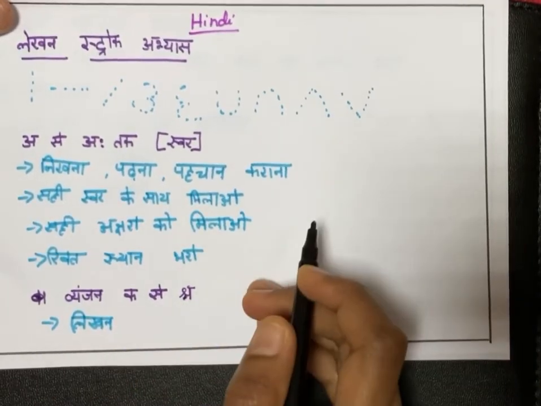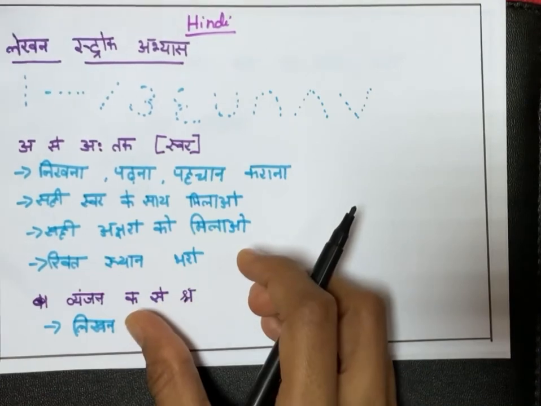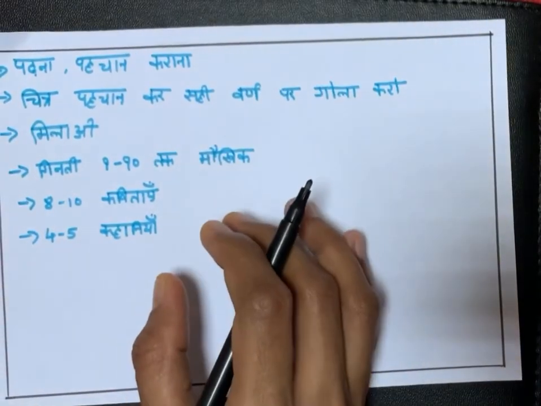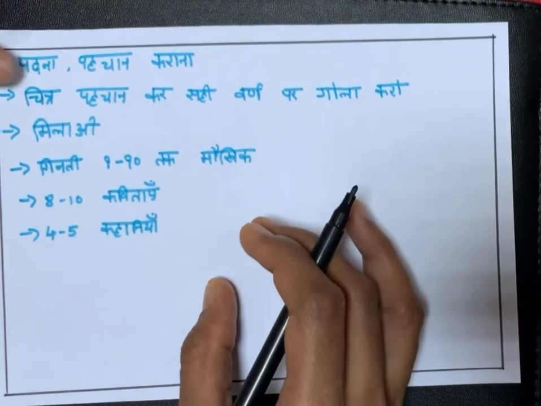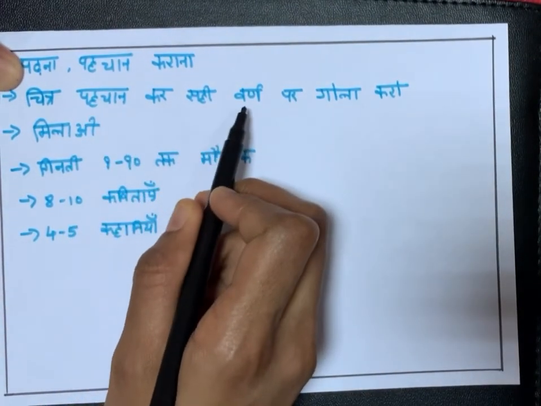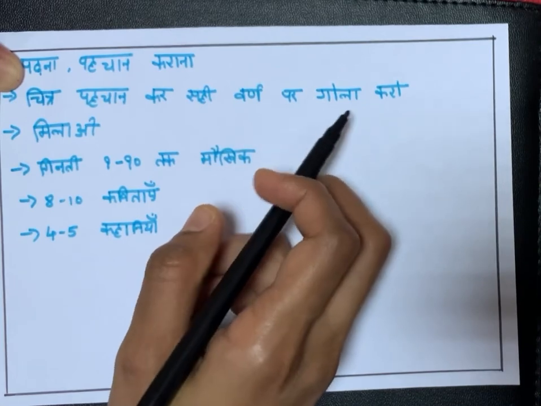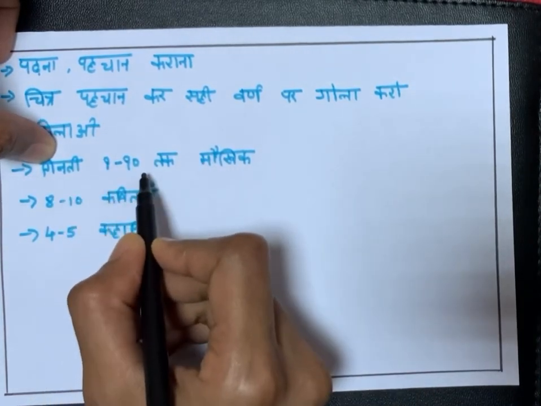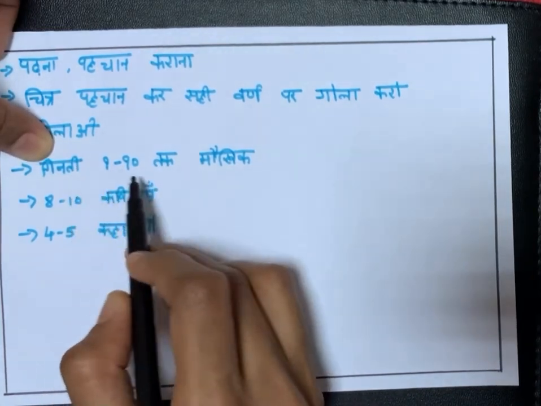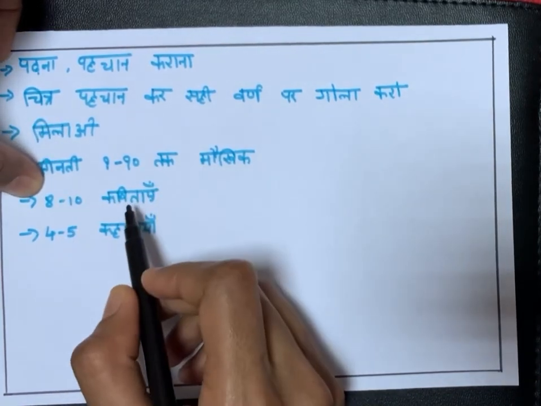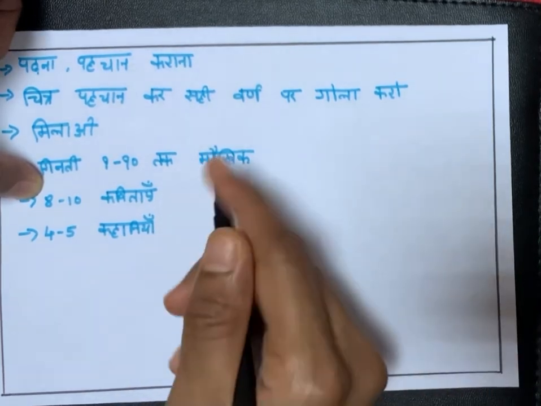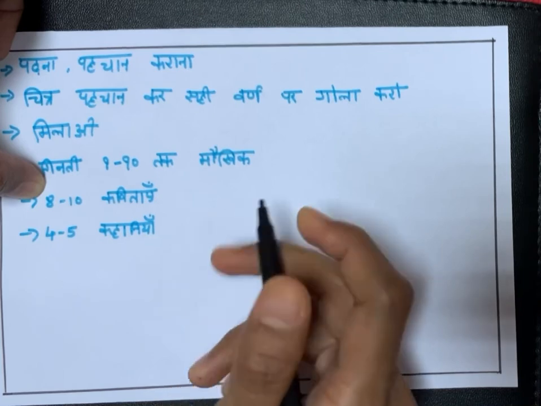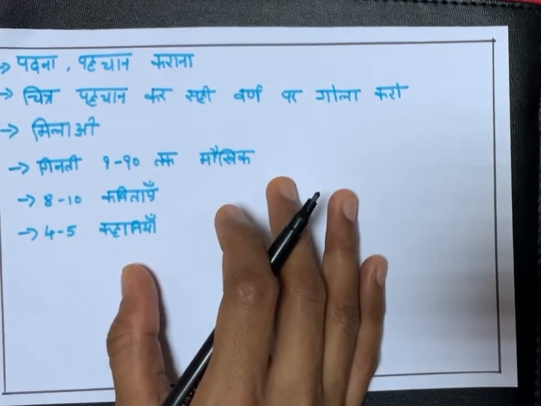Then next is Vyanjan, you can teach them to identify, read and write. Then next you can prepare worksheets on व्यंजन, like चित्र पहचान का सही वर्ण पर गोला करो, then मिलाओ, matching. Then गिनती 1 to 10, counting you can teach them. Then 8 to 10 poems you can teach. Then 4 to 5 stories you can teach them. So this is about the LKG syllabus.